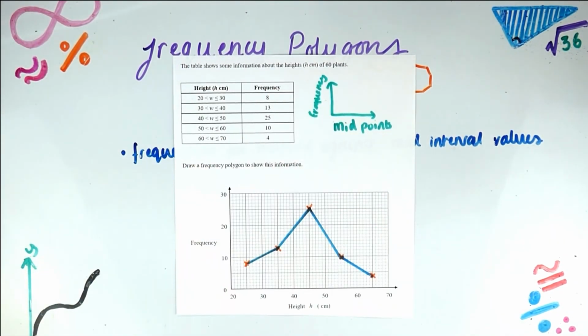So ta-da! All you need to remember for frequency polygons is what it actually is, and then the fact that you're plotting the midpoint against the frequency.